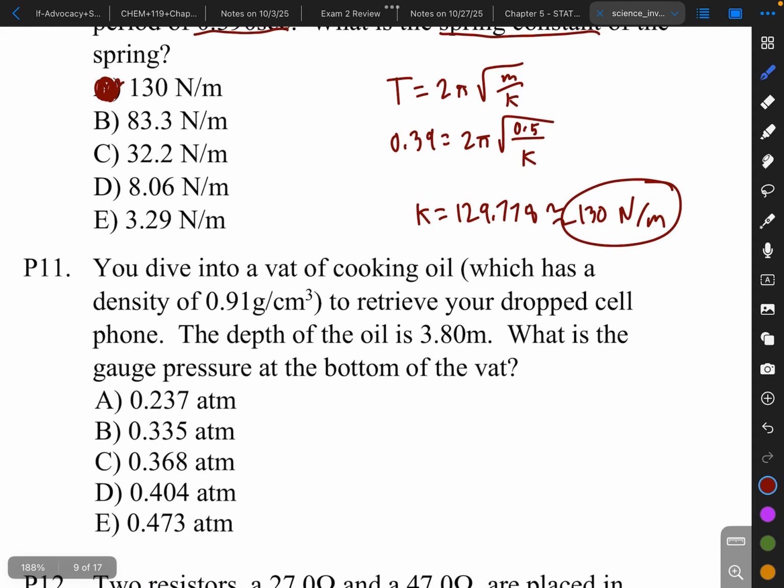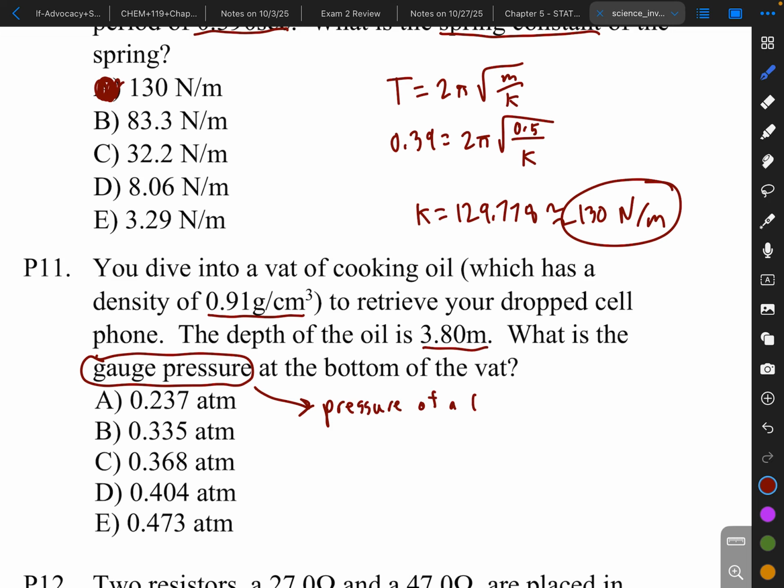For number 11, we dive into a vat of cooking oil, which has a density of 0.91 grams per centimeter cubed, to retrieve our cell phone. And the depth of the oil is 3.8 meters. So we're trying to find gauge pressure at the bottom of the vat. So one thing we need to know is, what is gauge pressure? Gauge pressure is simply the pressure of a fluid only.